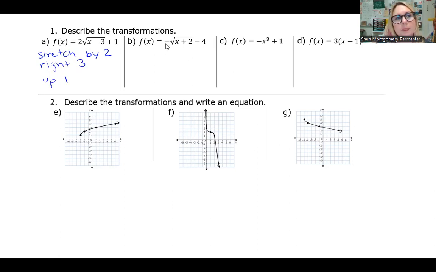Let's do some more. This one has a negative out front. That means that it's reflected, so reflect over x. Because it's a positive 2, it moves opposite, so it is going to go to the left 2. And then what does the -4 tell me at the end? Down 4. Yep, down 4.